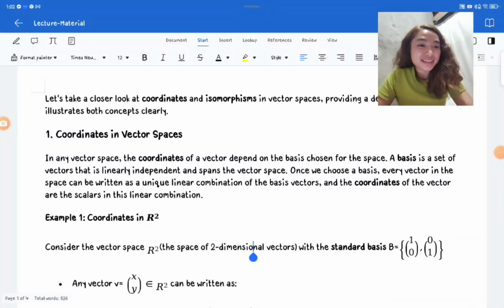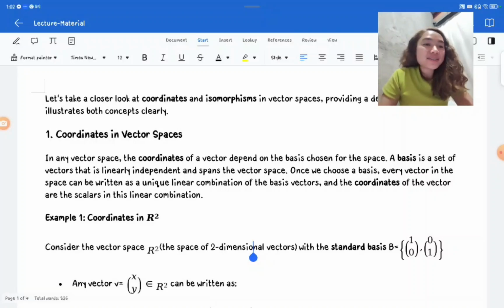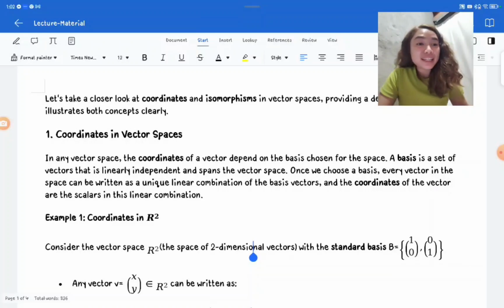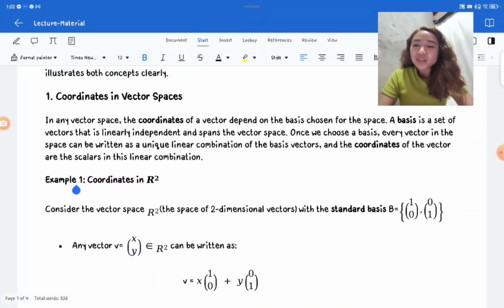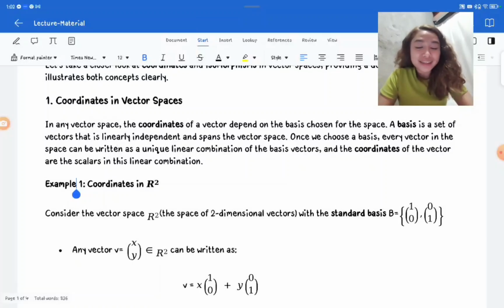I am teaching secondary mathematics, and today we are going to talk about two important concepts in linear algebra: coordinates and isomorphisms. These concepts will help us understand how we represent vectors and how different vector spaces can be considered essentially the same, even though their elements and operations may look different. So let's start with coordinates in vector spaces.